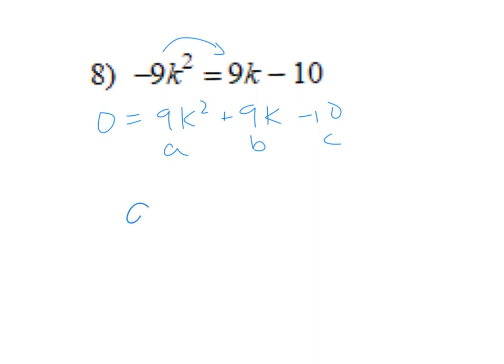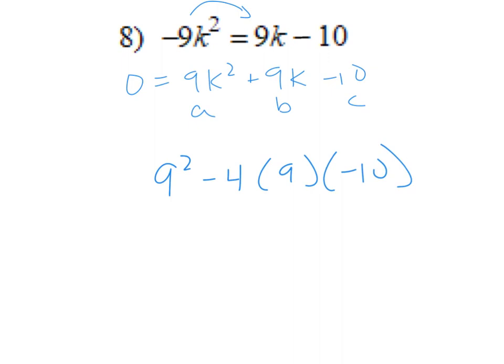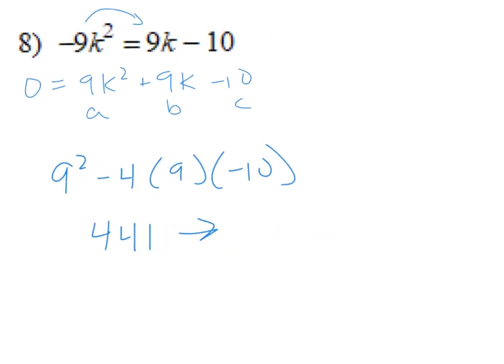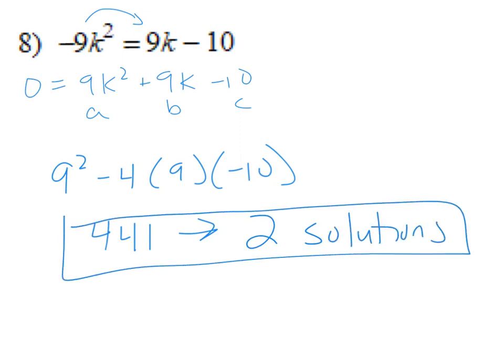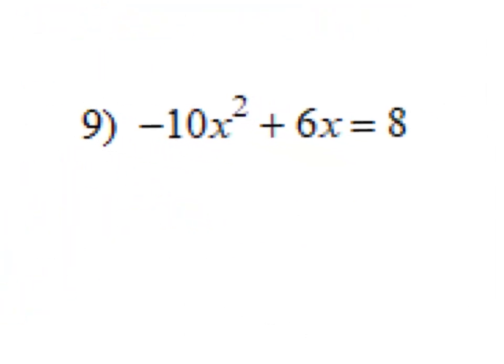So now B squared, so 9 squared minus 4 times A times C. All right, so let me type that in real quick here. Okay, and so when I get that all typed in here, I'm getting 441. And since it's a positive, that's going to give me 2 solutions here. Okay. All right, number 9.